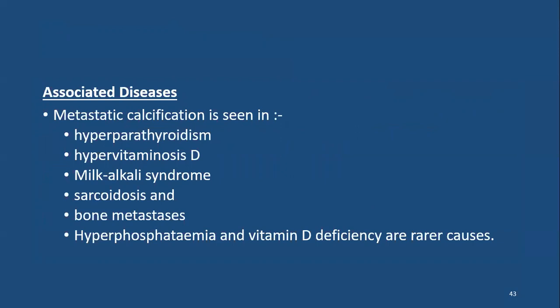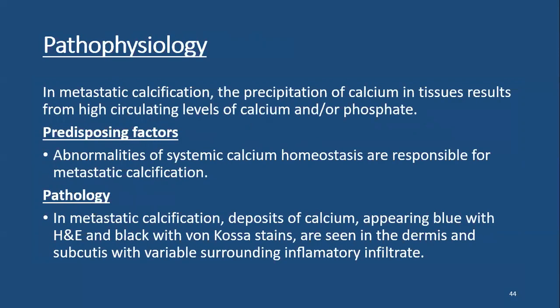Associated conditions for metastatic calcification: hyperparathyroidism, hypervitaminosis D, milk alkali syndrome, sarcoidosis, bone metastasis, hyperphosphatemia, and vitamin D deficiency. Pathophysiology. In metastatic calcification, the precipitation of calcium in tissue results from high circulating levels of calcium or phosphate. And on histopathology, deposits of calcium appear similar to those in dystrophic calcification. They appear blue on H&E and black on von Kossa, both in dermis and subcutaneous tissue, surrounded by inflammatory infiltrate.